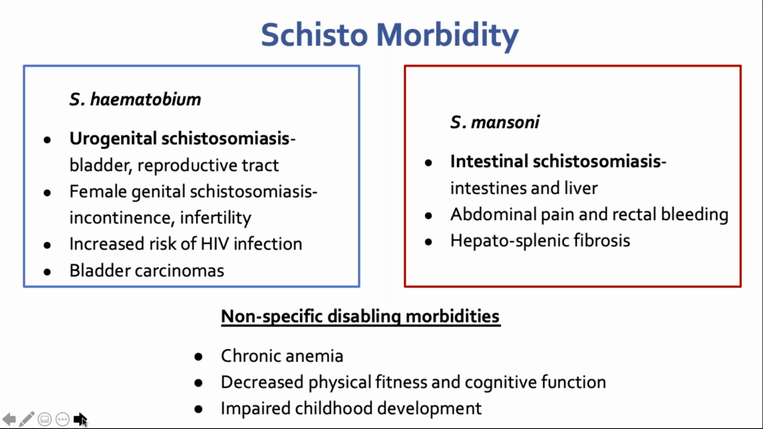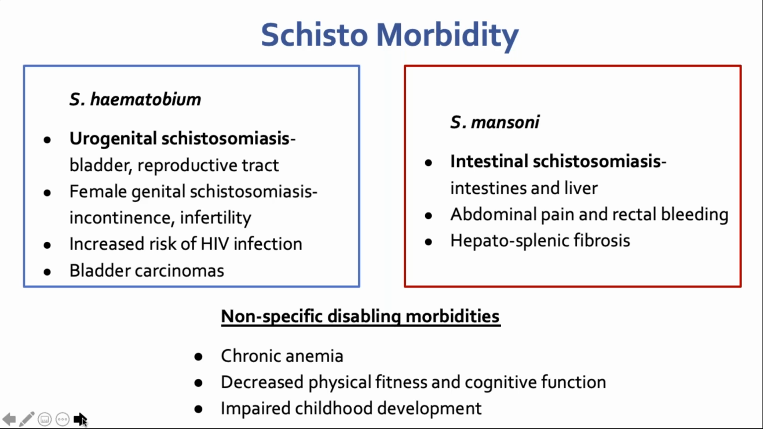The 2 major schisto species in Africa are S. haematobium and S. mansoni. S. haematobium causes urogenital schistosomiasis, with complications that include bladder carcinomas and an increased risk of HIV infection. S. mansoni causes intestinal schistosomiasis, with abdominal pain and hepatosplenic fibrosis.